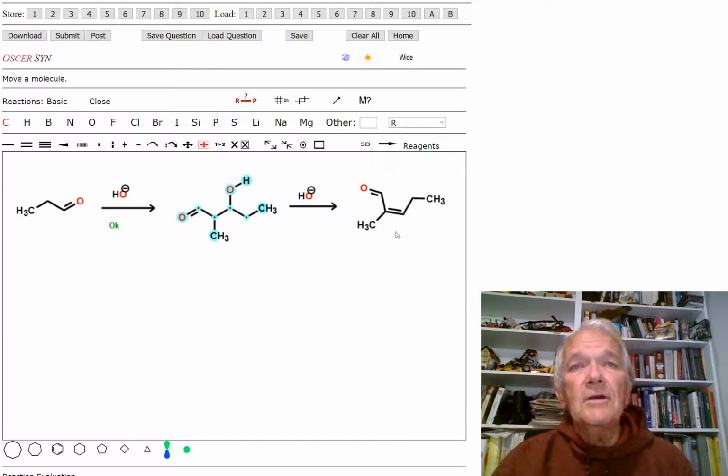And so this is called your ene-al. So ene for alkene and al for aldehyde. So ene-al, it's a conjugated aldehyde. These could be useful molecules in a synthesis.